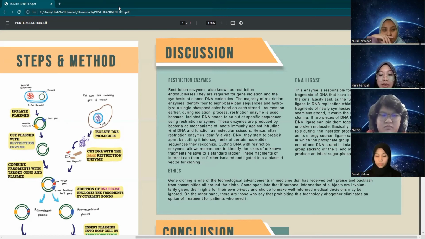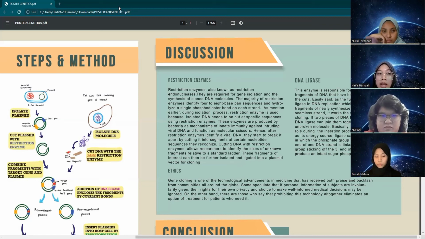These fragments of interest can then be further isolated and ligated into a plasmid vector for genetic cloning. And then we go to the DNA ligase. Basically, DNA ligase is a type of enzyme. The concept used for gene cloning is basically the same as that used in DNA replication.